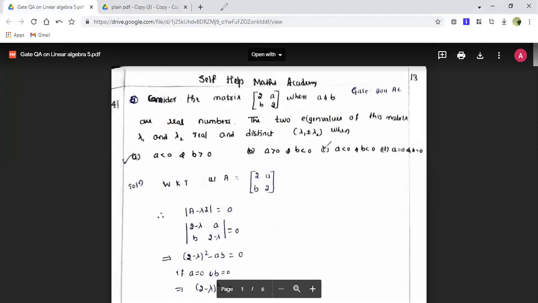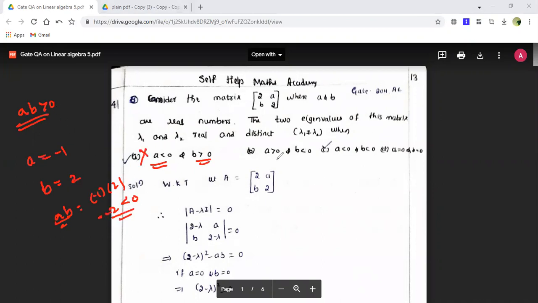Okay, so if you see the options of the questions, suppose I take AB greater than 0. If I take A less than 0 and B greater than 0, for example, A is equal to -1 and B is equal to 2, then AB will be equal to -1 into 2, that is -2, which is less than 0. So that means the first option I cannot take.